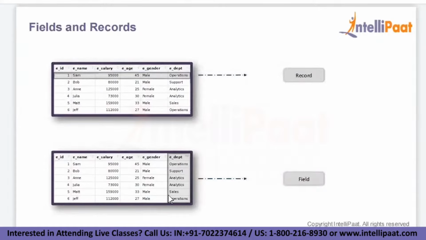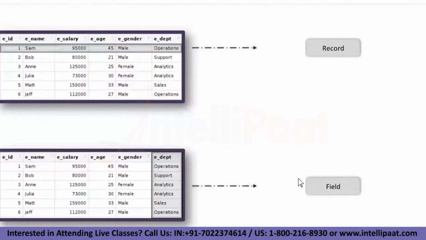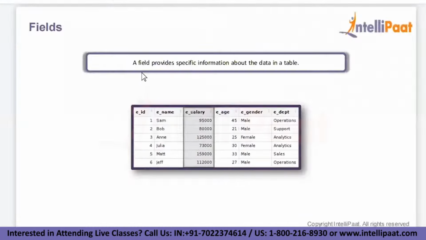And if you are going to have it like this, then it is termed a field. Now, a field is nothing but a specific piece of information. Say in this one, age information it is giving, gender information, department information, name of the individuals, employee ID. A field is nothing but something which provides specific information about the data in a table.